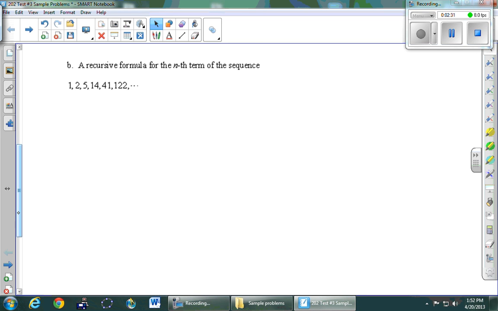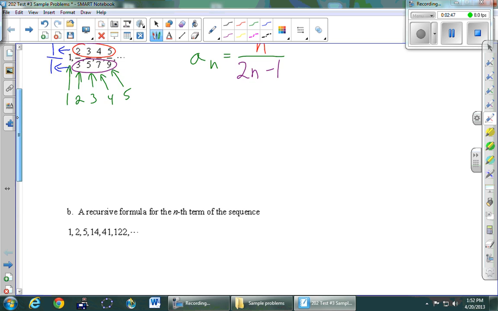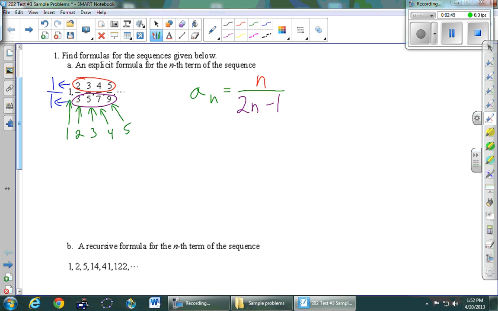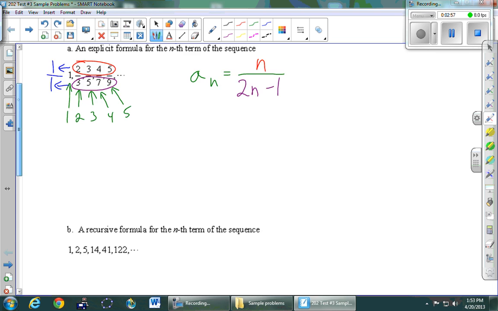Part B, a recursive formula for the nth term of the sequence 1, 2, 5, 14, 41, 122. So recursive just means that we're going to be looking for a rule that tells you how to get to a certain term once you know the previous term, which is different from the explicit formula we wrote up here. If you want to find the 100th term, you just plug 100 into that formula for the n and you'll get it. That's not what we're after here.